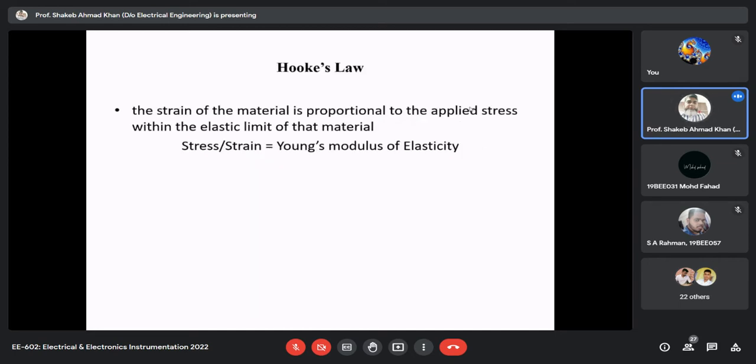Now, you people must have studied in school Hooke's law. For any material, the strain of the material is proportional to the applied stress within the elastic limit of that material. This means the ratio of stress and strain is a constant, which is called Young's modulus of elasticity. This law works only within the elastic limit. Once you cross the elastic limit, this law does not work, and the deformation that takes place in the material will be permanent beyond Hooke's law. So this is your Hooke's law.